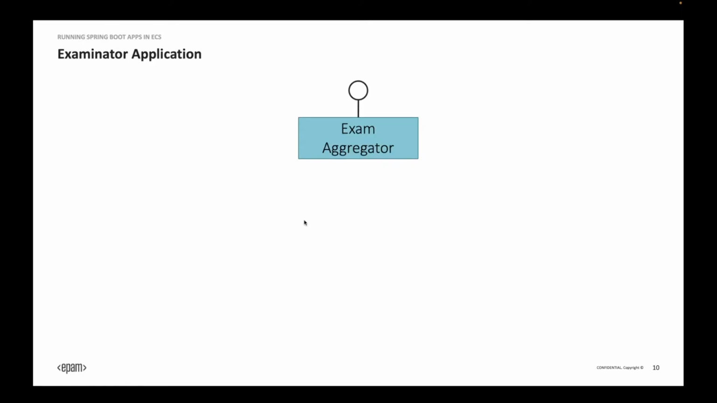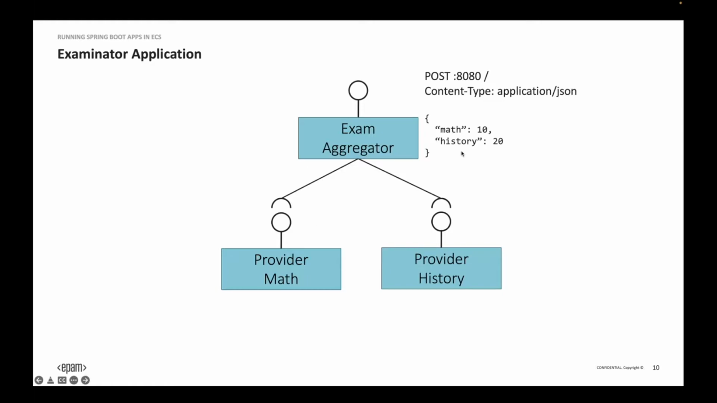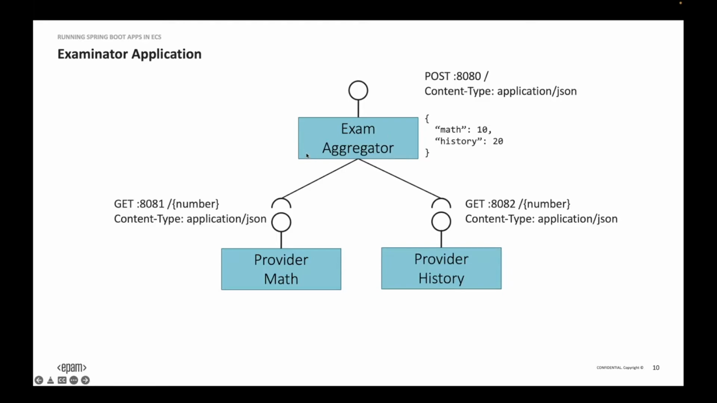So what I have is an examinator application. This application consists of three services: a provider of questions for math, a provider of questions for history, and an aggregator. The main idea of the aggregator is that when it receives a request like "please provide me 10 questions about math, 20 questions about history," it just sends requests to the underlying services, and as soon as the responses are received, it combines them and returns them back to the users.